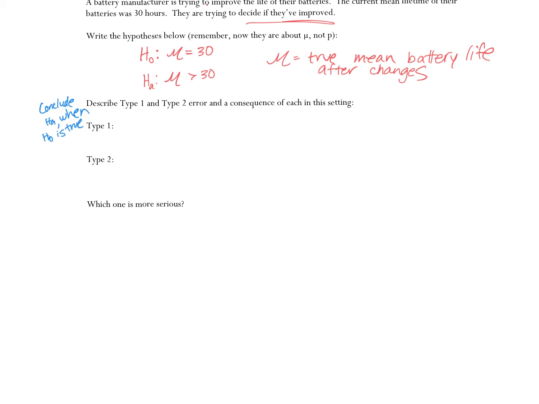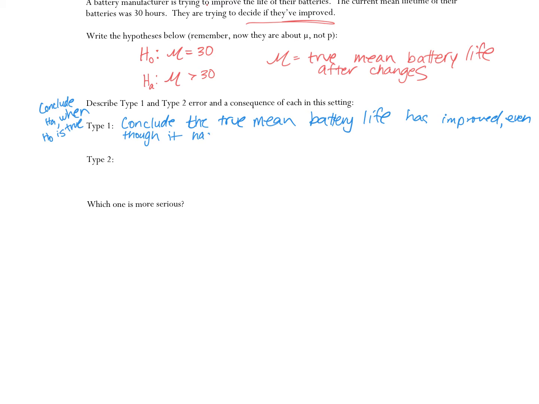Okay, so what would that mean in this particular setting? Conclude that the battery life is greater than 30 hours when it is not. Okay, so I'm going to say we're going to conclude that the true mean battery life has improved, even though it hasn't. And what would the consequence to the company be? Someone could sue them for fraud or lying. I'm just going to go with they would end up lying to their customers, right? Is essentially what would happen.